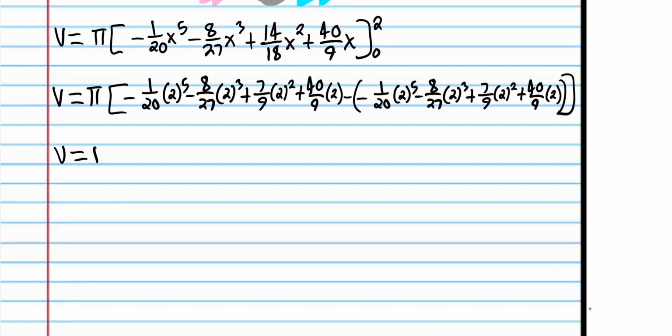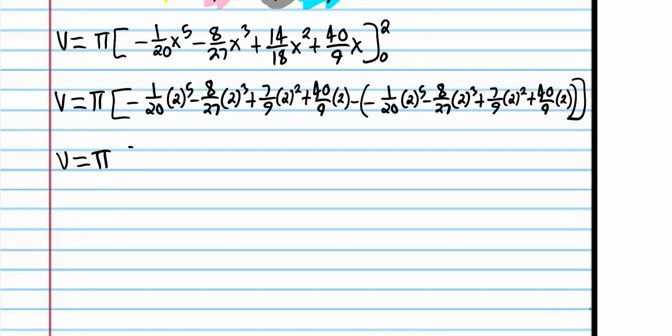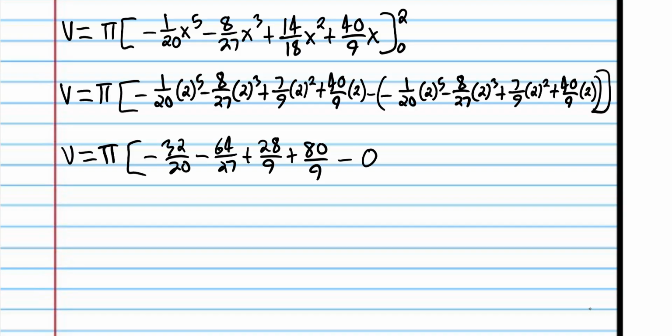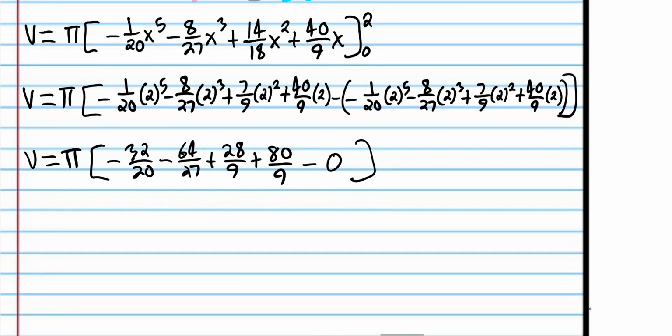Okay. So again, I'm going to just go through this pretty quickly. So we get negative 32 over 20 minus 64 over 27 plus 28 over 9 plus 80 over 9, and all that stuff is going to be 0. So all this stuff turned into 0, but I forgot to change my 2's to 0's, so let me go ahead and do that.